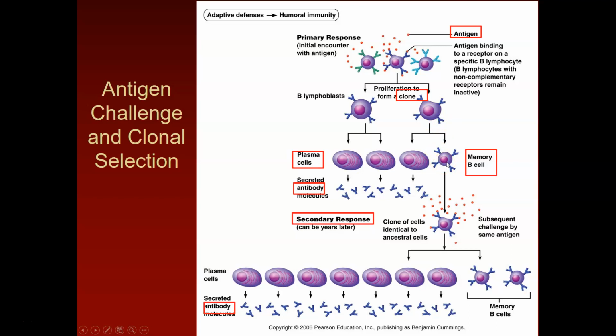Memory cells, again, very long-lived. You keep a lot of them around in various places in your body so that if that same antigen comes back in 2 years, there's cells hanging out that are going to accept the antigen challenge faster than you did the first time around, so that you don't even get sick the second time around. And here's the book trying to show you that.